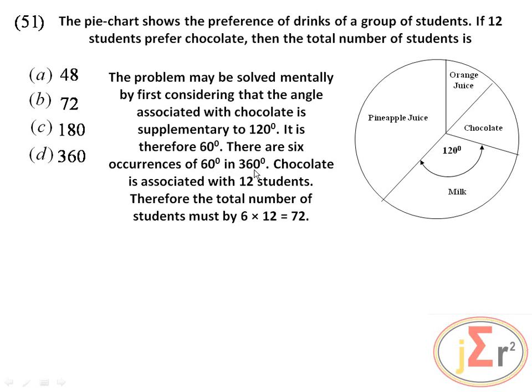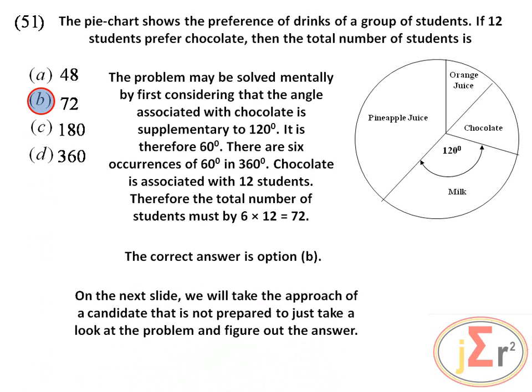In order to arrive at this 360 degrees, we need to multiply this by 6. So 360 degrees is 6 times 60 degrees. That means the total number of students in the survey is 6 times the number that prefer chocolate. So chocolate is associated with 12 students. Therefore, the total number of students must be 6 multiplied by 12, which is equal to 72. The correct answer is option B.